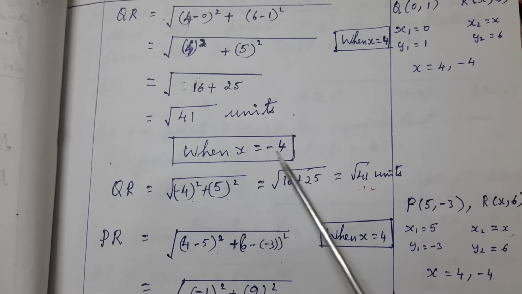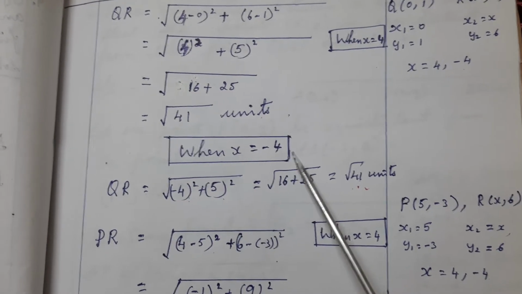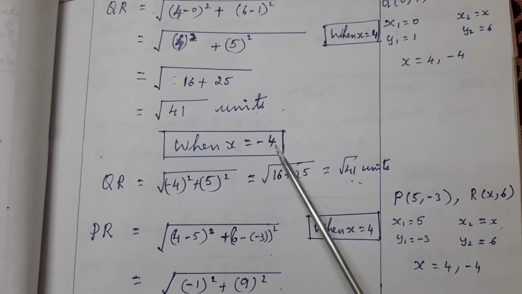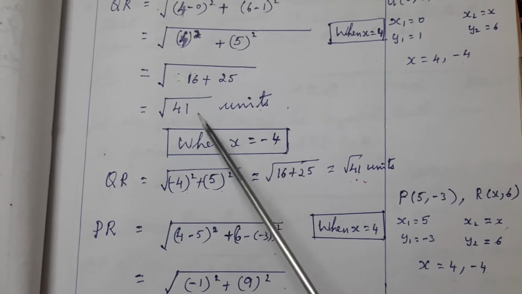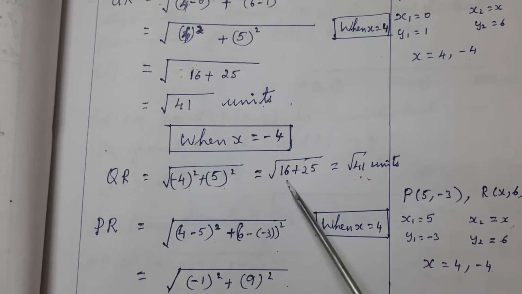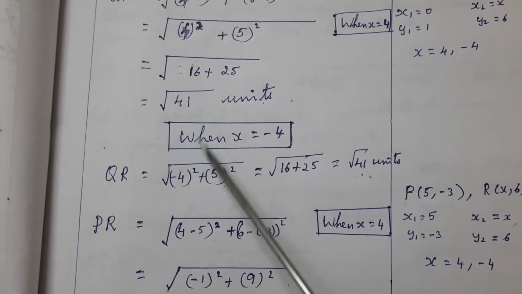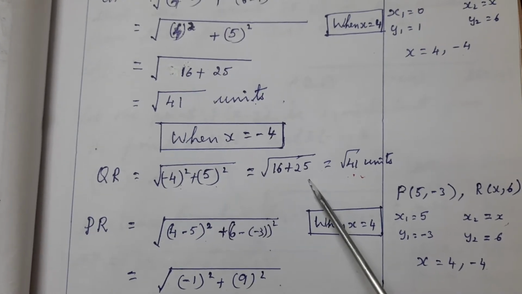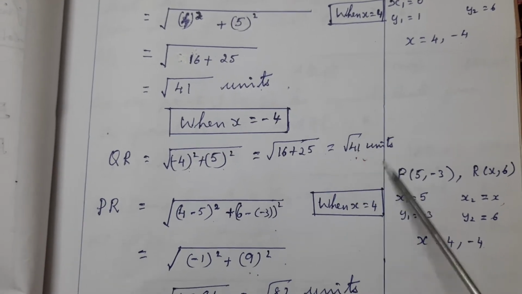Next, when I take x is equal to minus 4, we know very well that when you square a positive number or a negative number with the same value, we get the same number. So minus 4 the whole square is also 16, 4 square is also 16, plus 5 square, that is 25, root 41 units, both the same value.